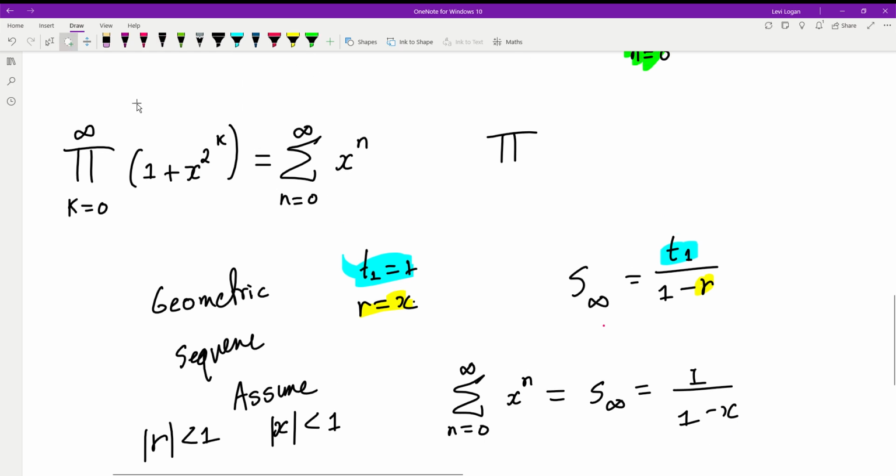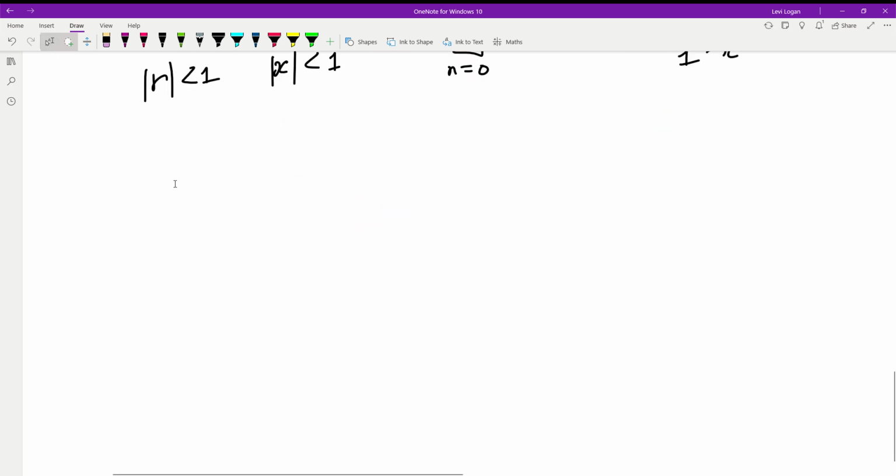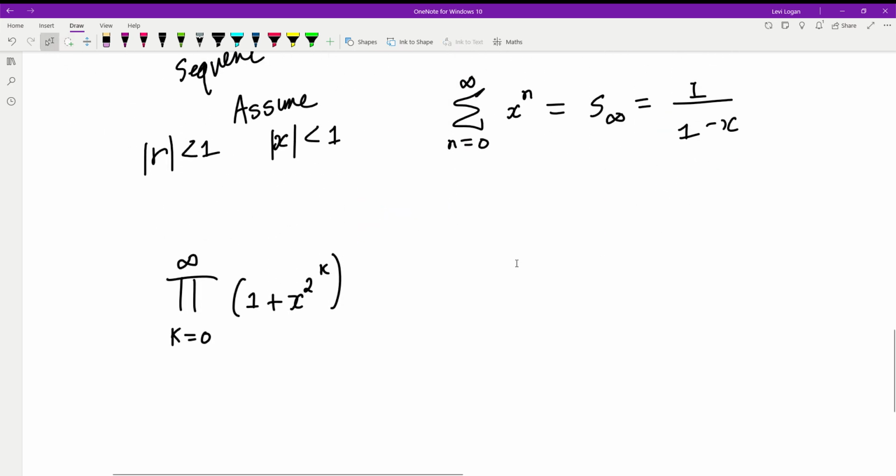So that means if x is less than 1, this crazy thing here, the reciprocal of this, is just equal to this thing here. That's kind of mind-blowing, not gonna lie. But we've made that connection there.